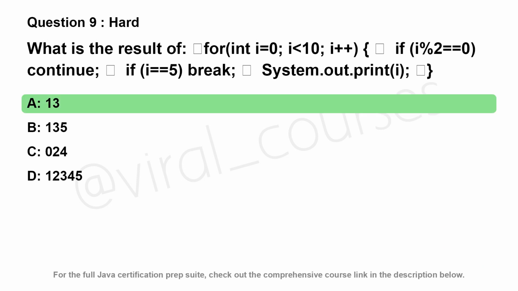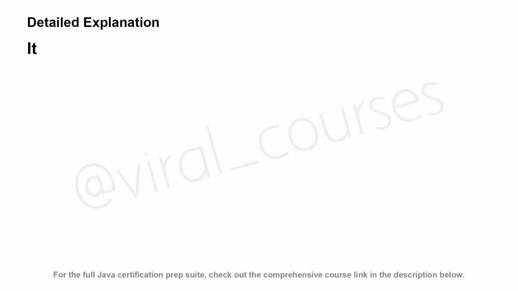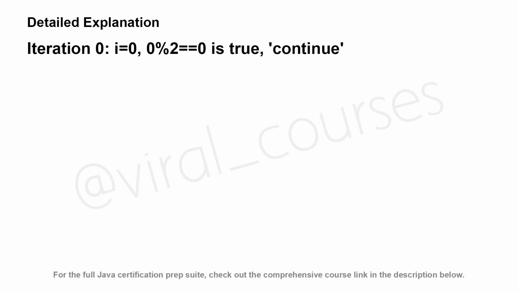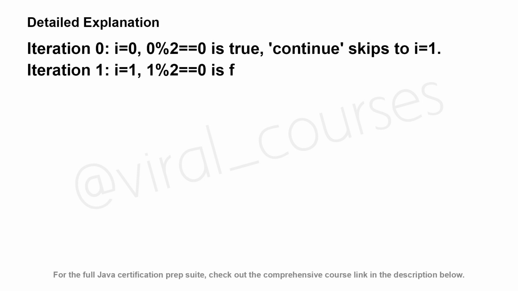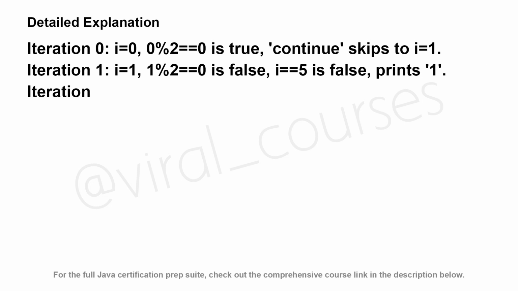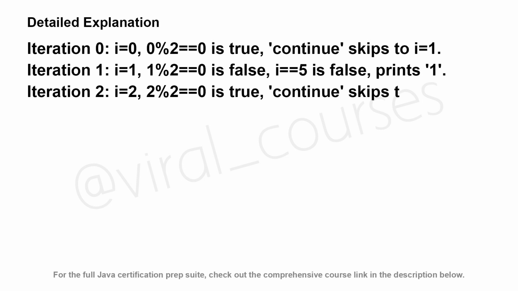The correct answer is A. Iteration 0, i equals 0. 0 % 2 equals 0 is true. Continue, skips to i equals 1. Iteration 1, i equals 1. 1 % 2 equals 0 is false. i equals 5 is false. Prints 1. Iteration 2, i equals 2. 2 % 2 equals 0 is true. Continue, skips to i equals 3.